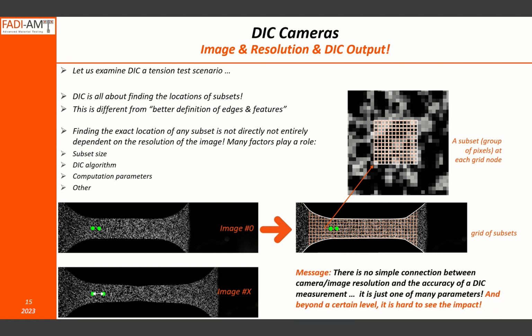So at the end of the day, the bottom line is this. There is no simple, straightforward connection between camera image resolution and the accuracy of a DIC measurement. Camera resolution is one of many parameters, and our opinion is that beyond a certain level of resolution, it is really hard to see the impact. It is almost impossible to see it or quantify it. And that comes with experience, and we will try to show some examples of this later on today.